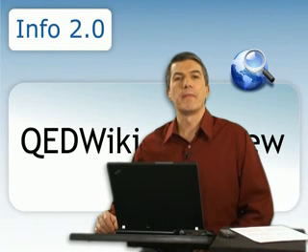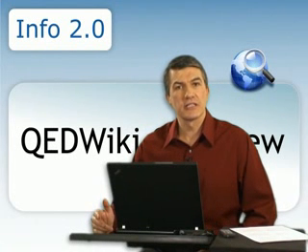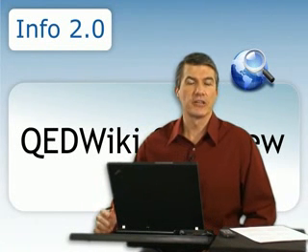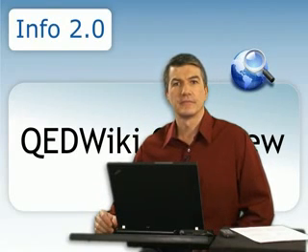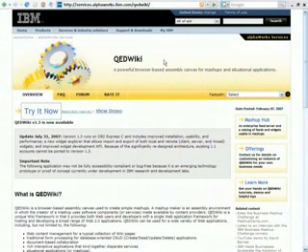When we talk about making mashups with Info 2.0, the best place to start is by taking a look at our mashup maker, QED Wiki. So as you can see here, I'm out on our AlphaWorks Services website. This is services.alphaworks.ibm.com/QED-wiki. This is a hosted site which allows you to go out with QED Wiki running on our servers, and you can give it a try. I'm going to go ahead and click Try It Now.